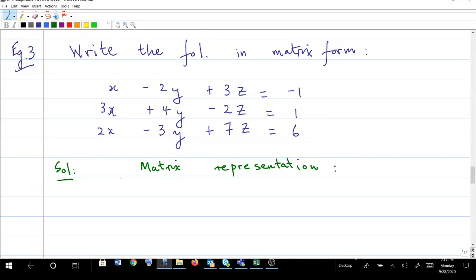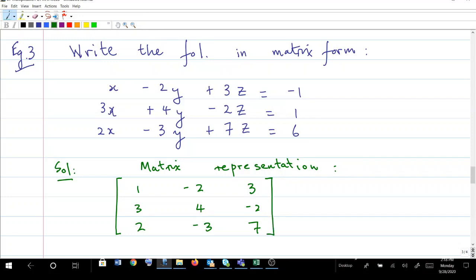So you first, on the left-hand side, if you look at the equations, all your terms in x are one below the other, same for y and z. To the right of the equal to sign, you've got the constants. So the equations are in standard form. What we do is we take the coefficient matrix from the left-hand side. That's going to be 1, -2, 3. That's from the first line, first equation. 3, 4, -2, 2, -3, 7.